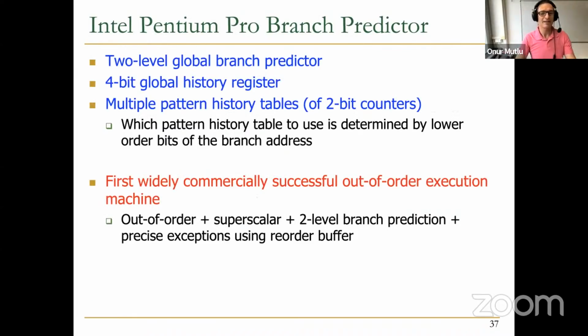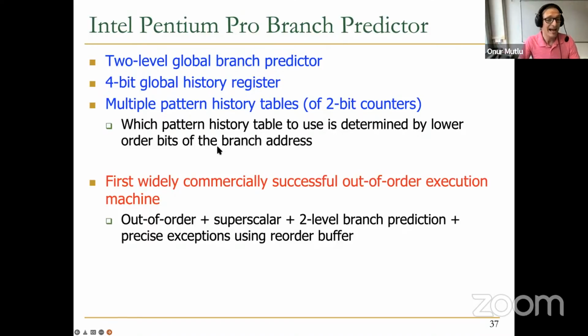Okay, let me give an example of this global history register, and then we will take a break for 10 minutes. Intel Pentium Pro had this 2-level global branch predictor, and it was very important for them. It had a 4-bit global history register, just like the last example we saw. It had multiple pattern history tables of 2-bit counters. Which pattern history table to use is determined by the lower order bits of the branch address. So they incorporated the branch address to select the table, but the global history register doesn't have information about the program counter. It's just the global history of the last 4 branches.